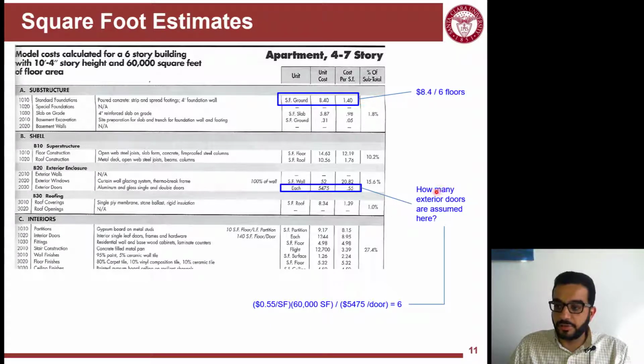Another thing is how many exterior doors are assumed here. If each door costs like that, and you end up with 55 cents per square foot, how did they come up with that? I will reverse engineer it. If I multiply 55 cents per square foot times the area and divide by the cost of every door, I will end up with 6 exterior doors. So this building will have 6 exterior doors. It's good to run these calculations to make sense of the model. I don't say they made a mistake, but for your own sake, to know what's really included in this model.